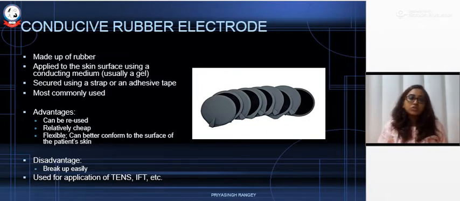The disadvantage of using a rubber electrode is that they break really easily and that is why you need to change them again and again, or you need a lot of maintenance if you want to use them for a longer period. Rubber electrodes are usually used for the application of TENS, IFC, etc.